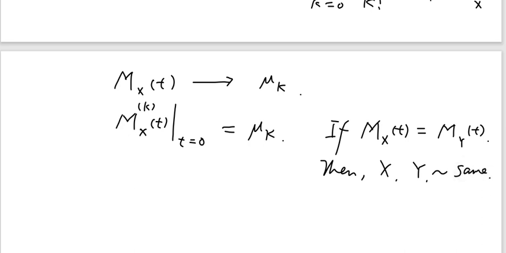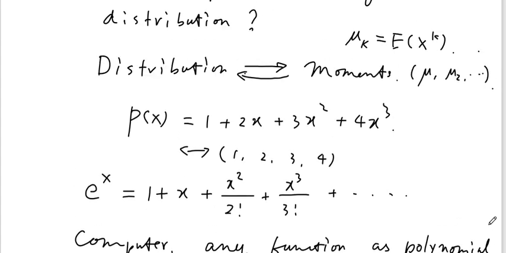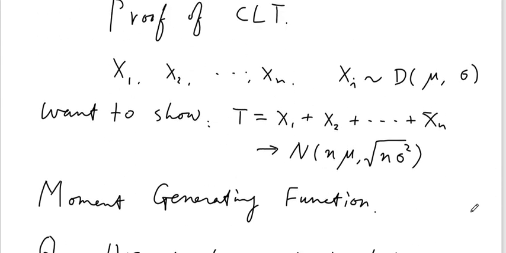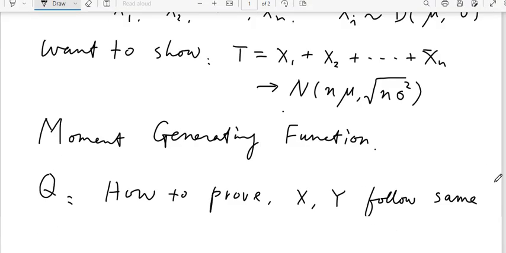Okay, or we say X and Y are identically distributed. Okay, so now we just wanted to say this T's moment generating function and this normal distribution has the same moment generating function.